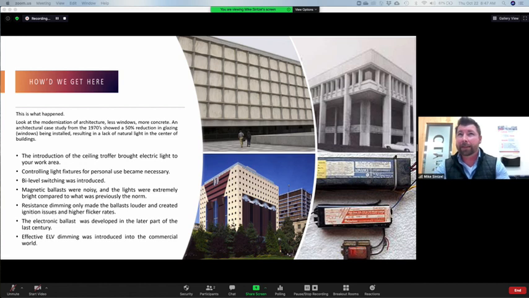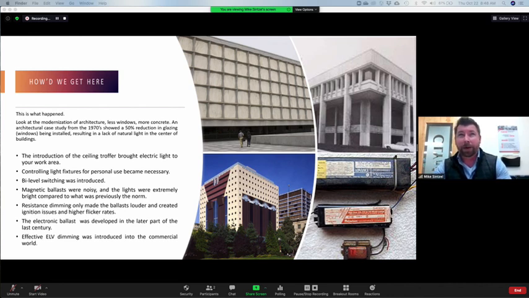Being able to light the inside of a building with a reduction in power usage over the filament bulb caused some funny stuff to happen. As you can see in some of the pictures here of buildings and architecture, we got a local one down there. A lot of concrete, smaller windows. That's what we saw happening back in the 60s and 70s.